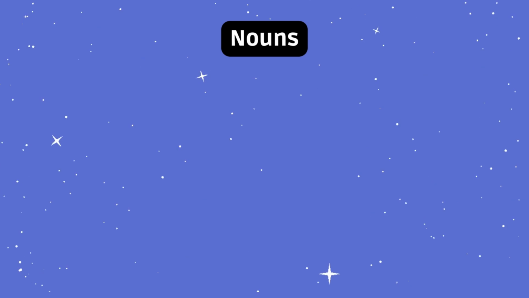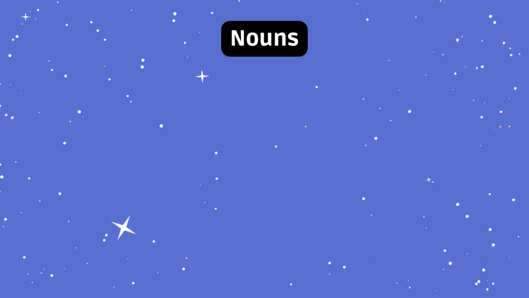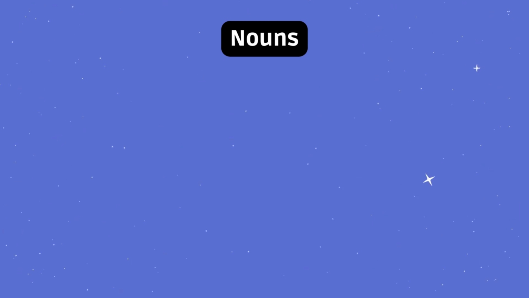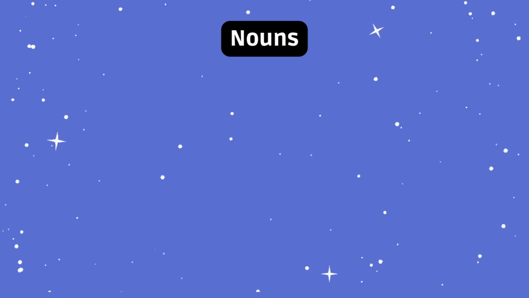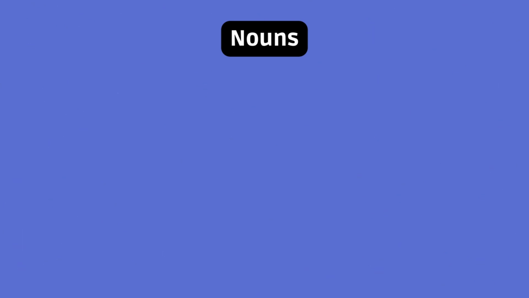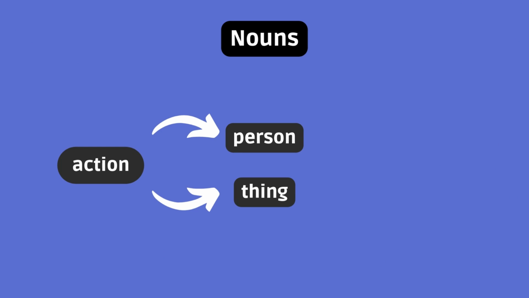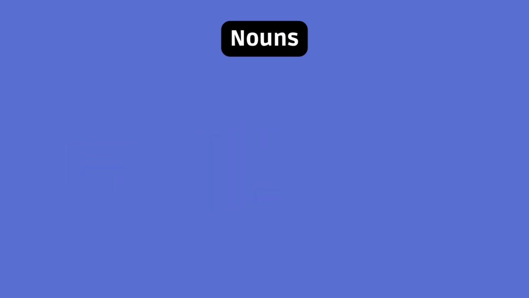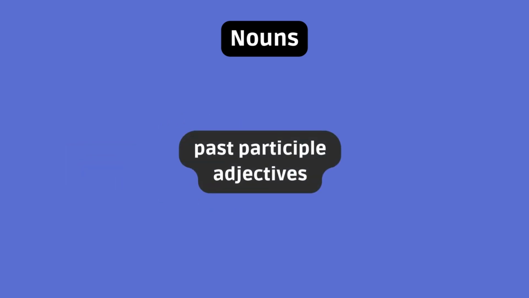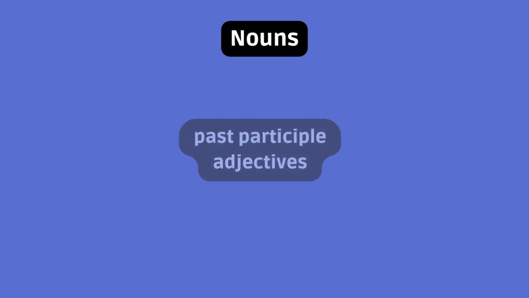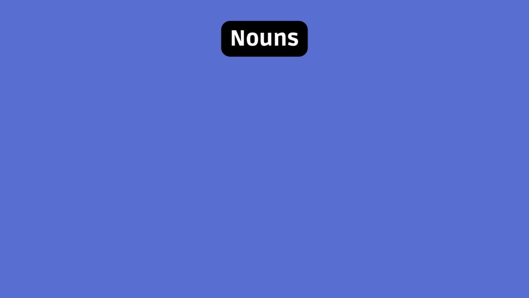Nouns. Past participles can sometimes function as nouns, though this is less common than their use as verbs or adjectives. When a past participle is used as a noun, it refers to a person or thing affected by an action, often in a more abstract sense. These nouns are usually created from past participle adjectives or verb phrases that have shifted into nouns over time.